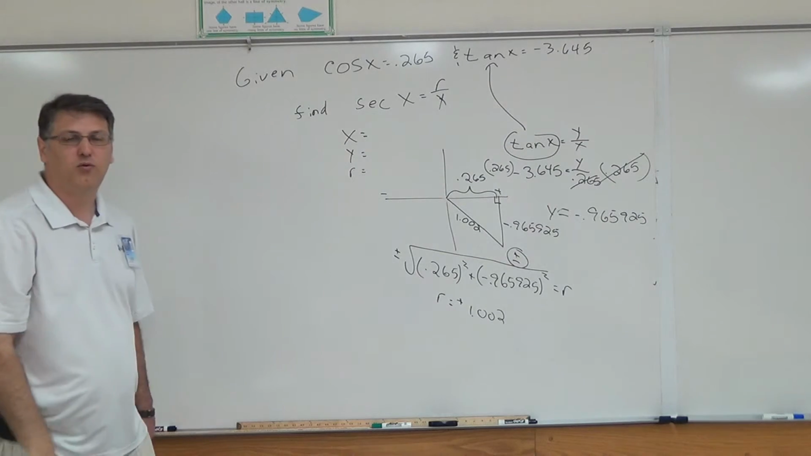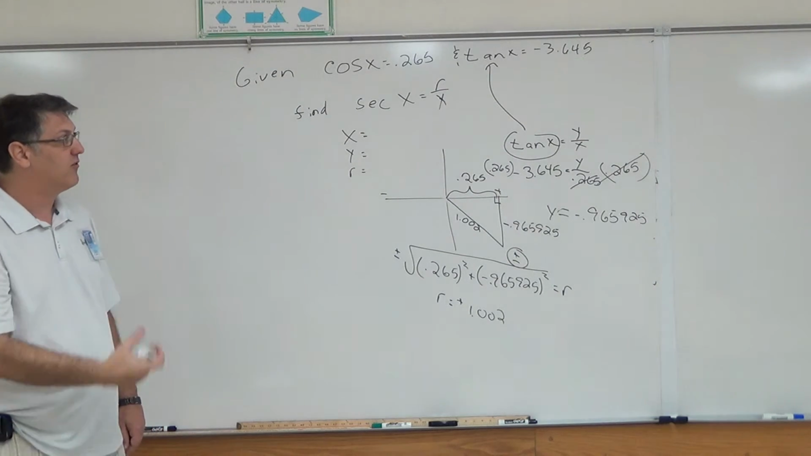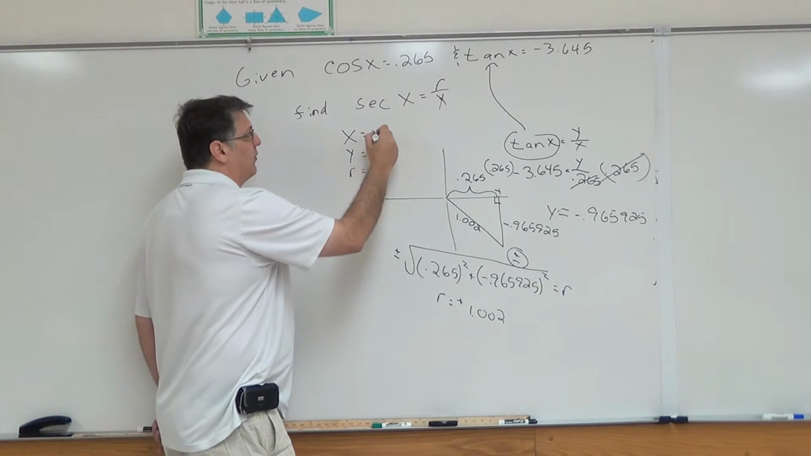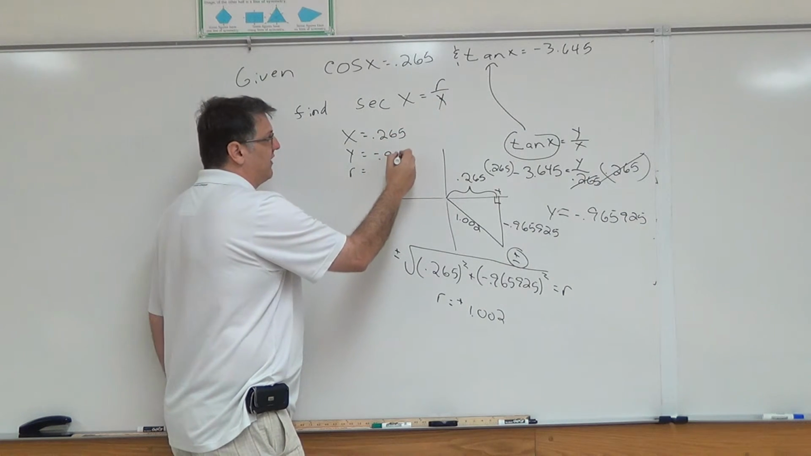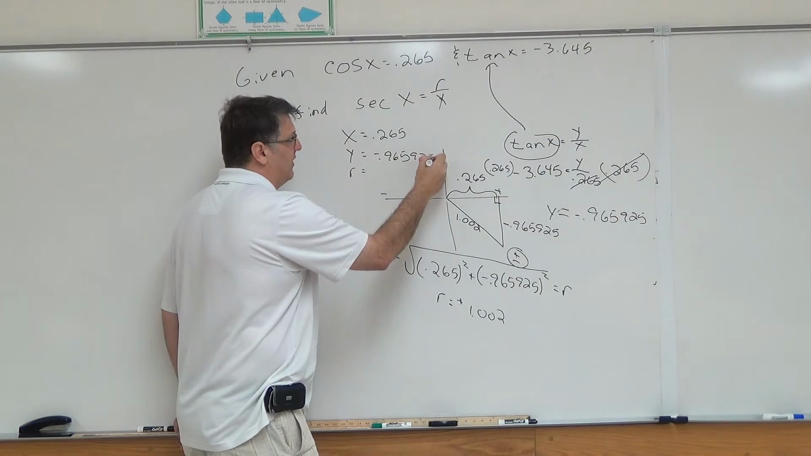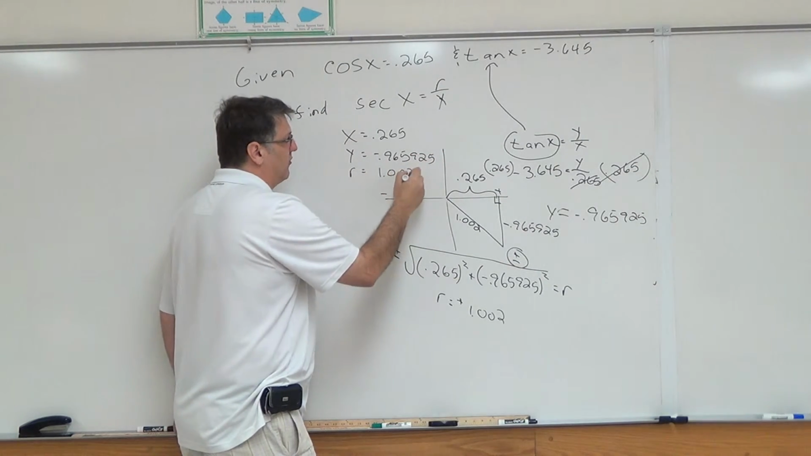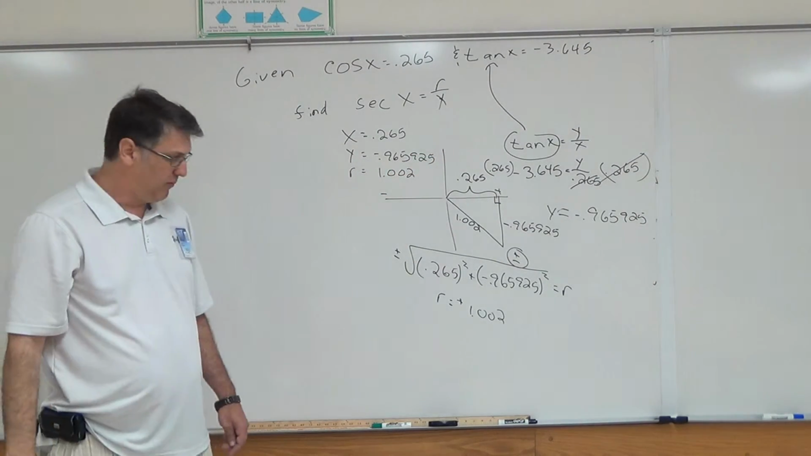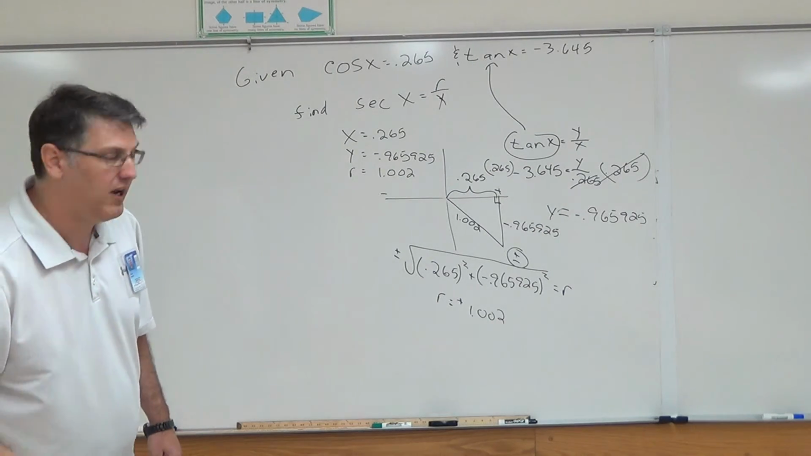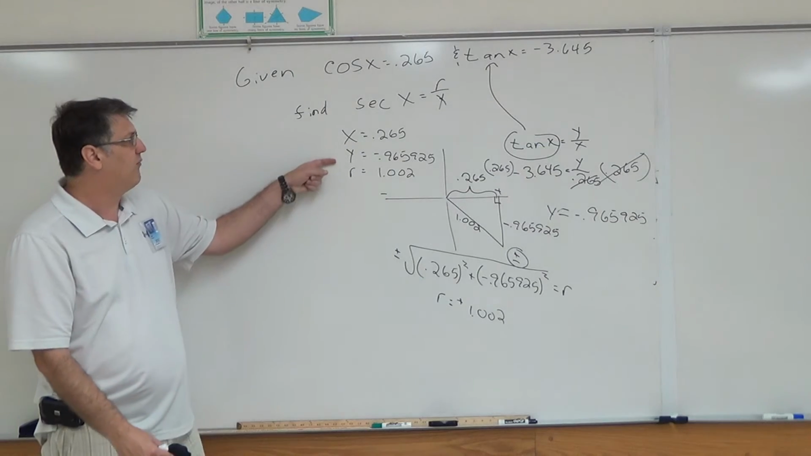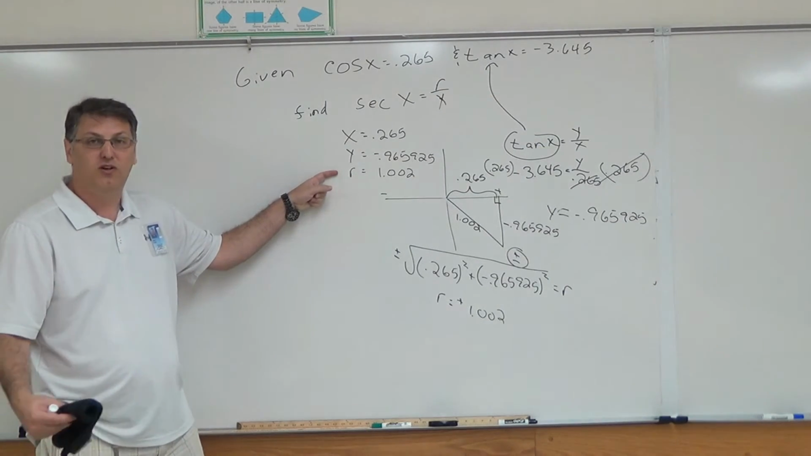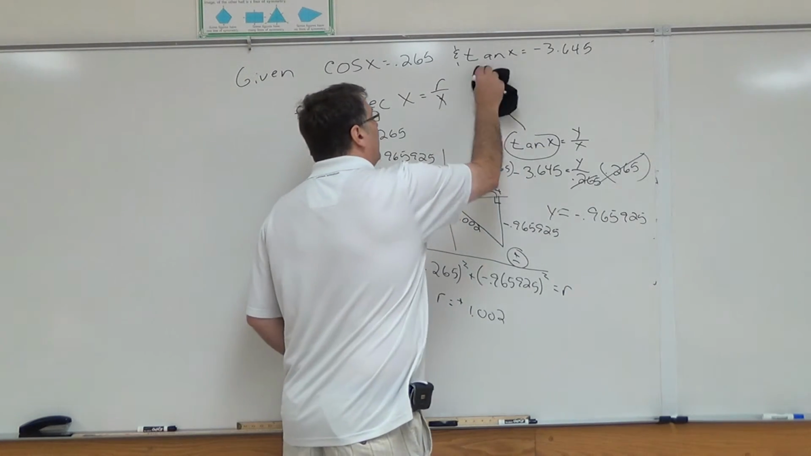Well, now I know my x, my y, and my r. Just like all the other problems where you list out your x, your y, and your r, just make yourself a list. My x is 0.265. My y is negative 0.965925. And my r is 1.002. From there, it's just a matter of filling out. I'm only going to do A, because once I do A, you can do B and C because you already have the components right here to finish answering the problem.